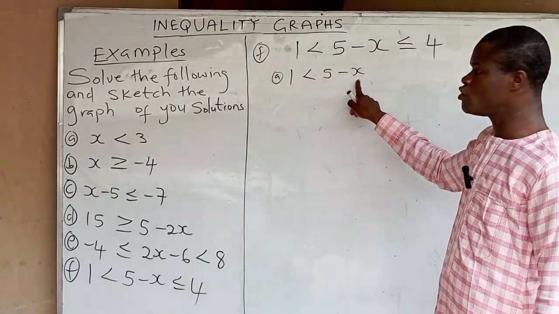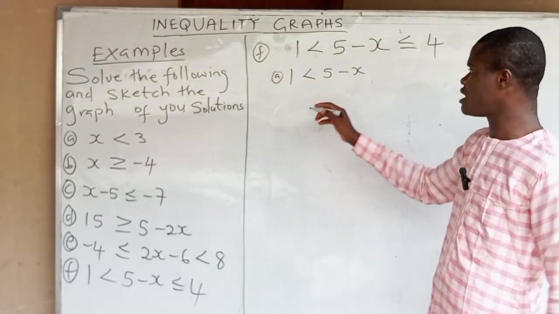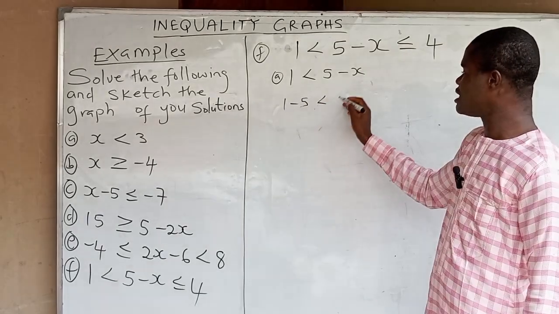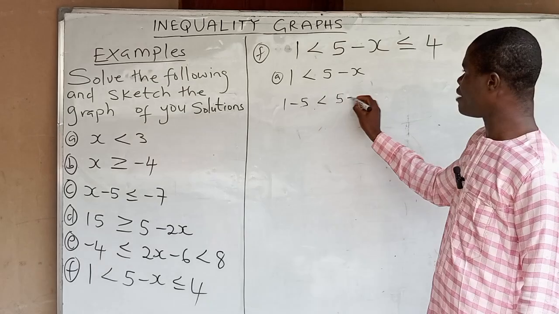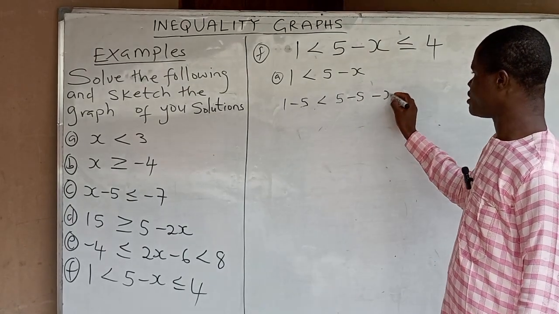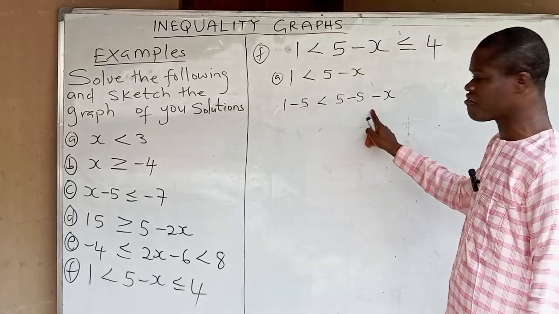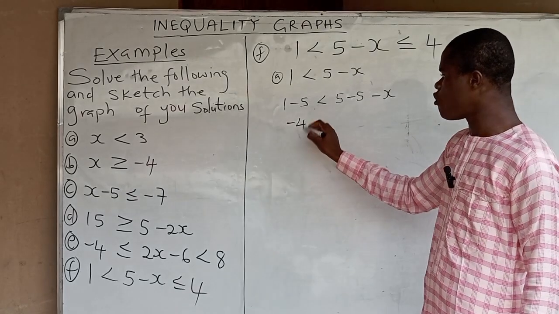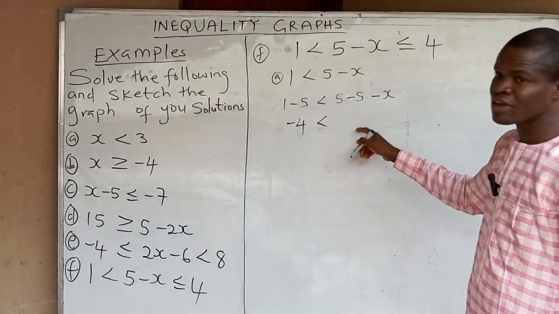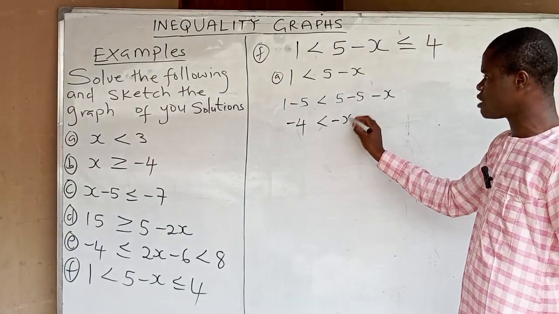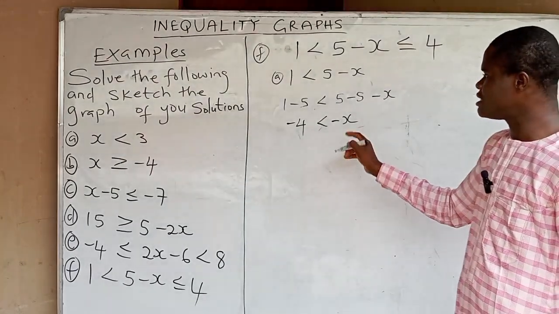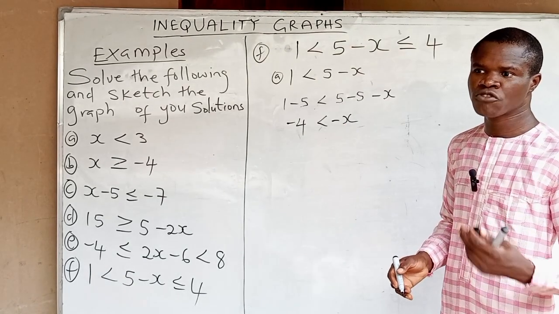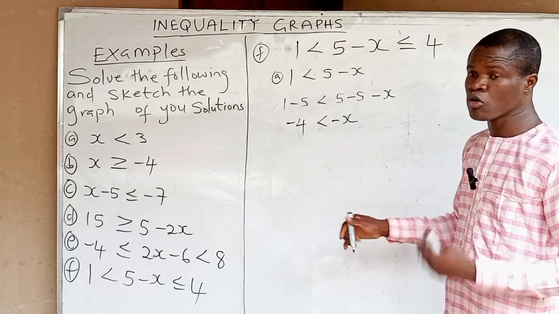Because I want x to stand alone, I will subtract 5 from both sides. So this becomes 1 minus 5 is less than 5 minus 5 minus x. So what I did was subtracting 5 from both sides. So 1 minus 5 will give us minus 4. This is less than 5 minus 5 is 0, and we are left with minus x. So in the end, we are going to divide both sides by minus 1. Once you divide with a negative number, the inequality sign must change.